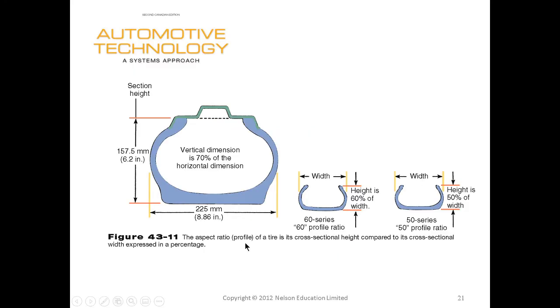The aspect ratio, or profile or series of a tire, is its cross-sectional height compared to its cross-sectional width, so it is a percentage. On this one, our 60 series, our profile or height is 60% of the actual width. Here's a 50 series, it's 50% of the width. The lower the number, the lower the profile, or thinner this area is. A sports car, we're going to run maybe a 40 series or 35 series. If we have a big truck, we might go up to a 75 or an 80 series to give us more cushion.